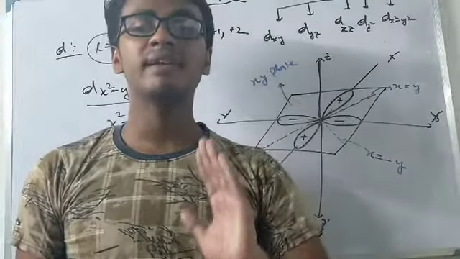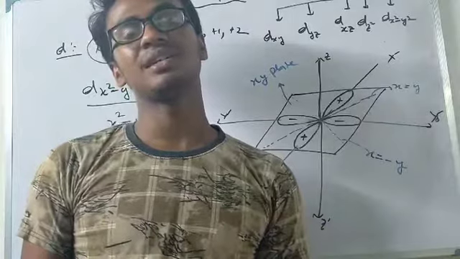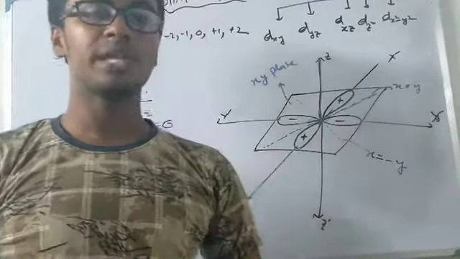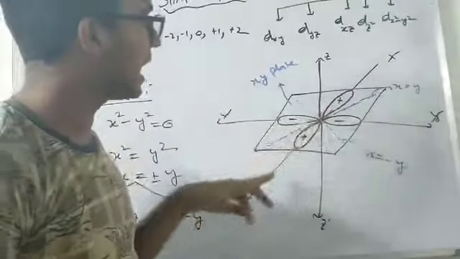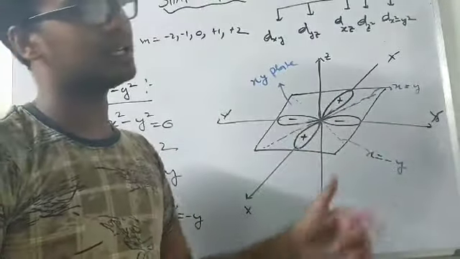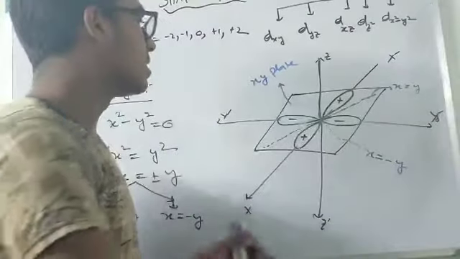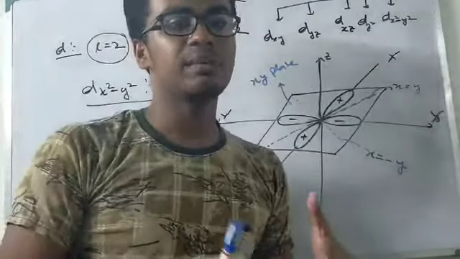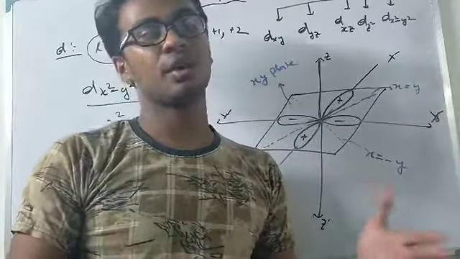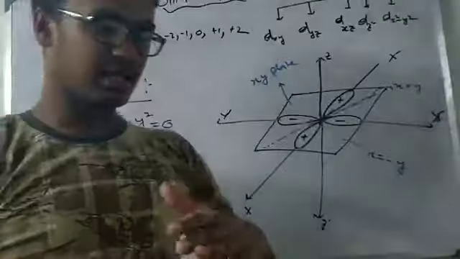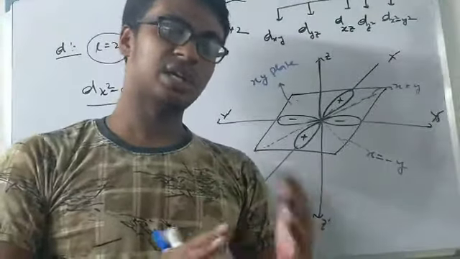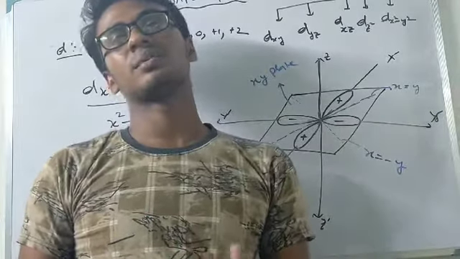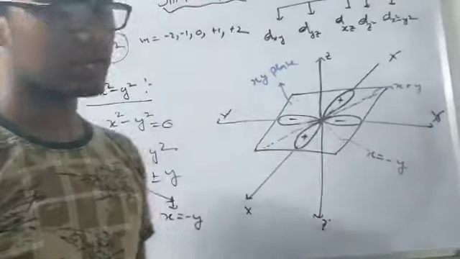What is the difference? The difference is that dxy is an interaxial orbital. In case of dx square minus y square, the lobes are present along the axes, and in case of dxy, the lobes are present in the intermediate distance between two axes. So dxy is an interaxial orbital, and the lobes of dx square minus y square are along the axes.